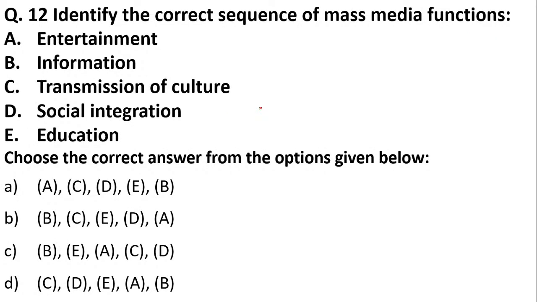Identify the correct sequence of mass media communication: entertainment, infotainment, transmission of culture, social integration, and education. So what is the correct order? Entertainment, infotainment, transmission of culture, or social integration.